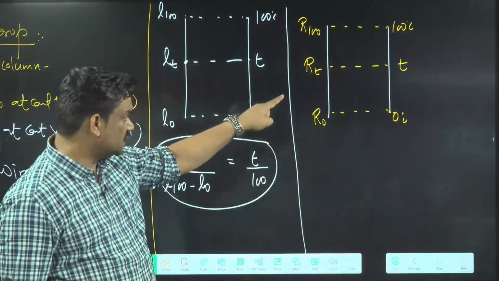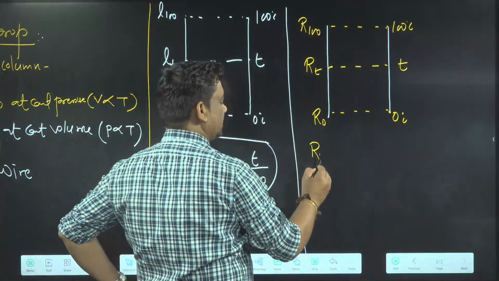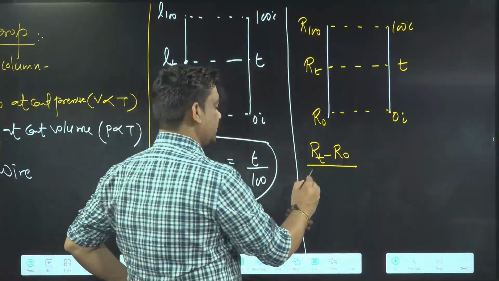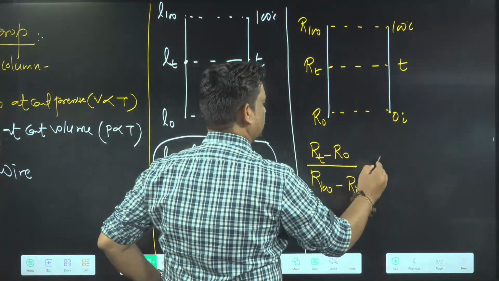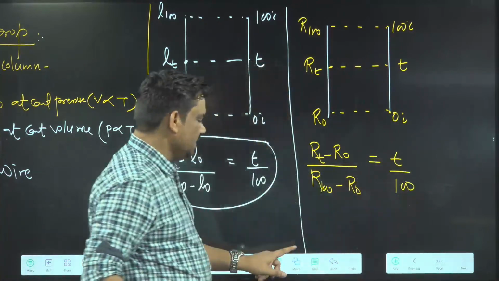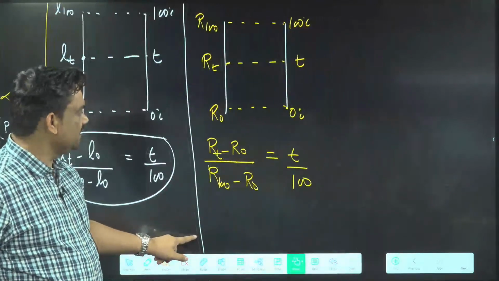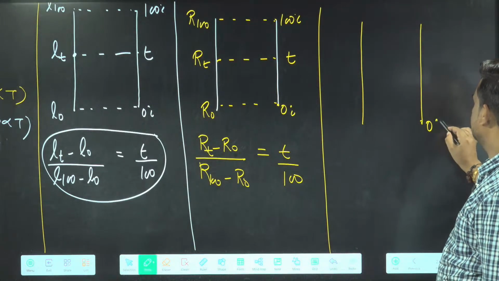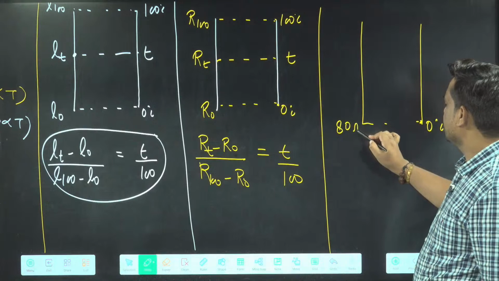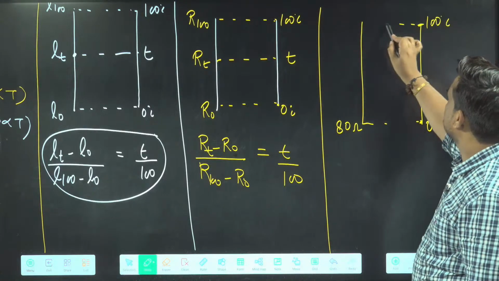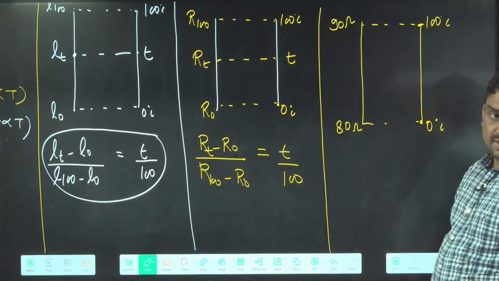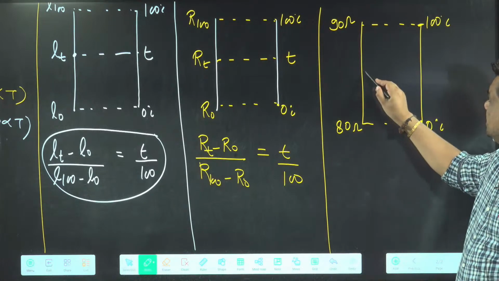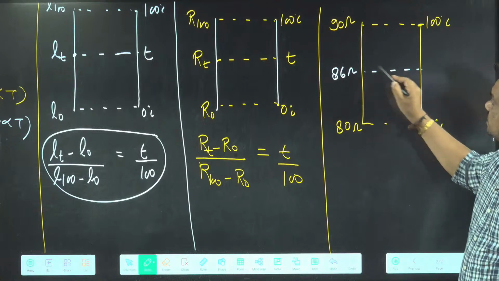Now we have to find, so we can use the same thing here. RT minus R naught divided by R100 minus R naught equal to T by 100. Suppose I'm giving language here. They are saying at 0 degrees Celsius resistance is 80 ohm. At 100 degrees Celsius resistance is 90 ohm. Find the temperature at which resistance is 86 ohm. This is T.